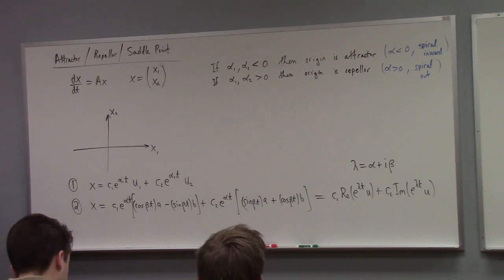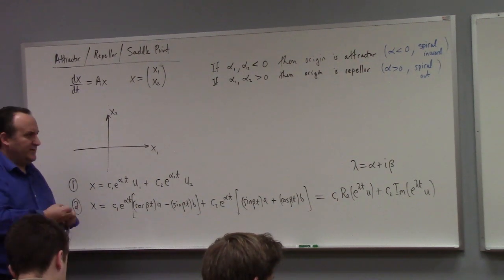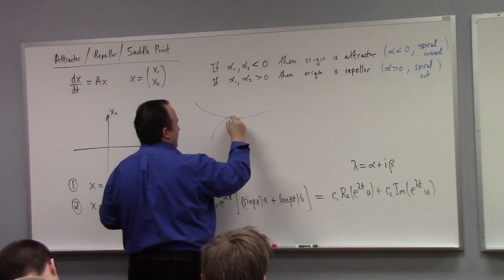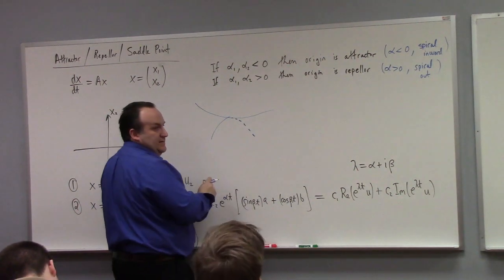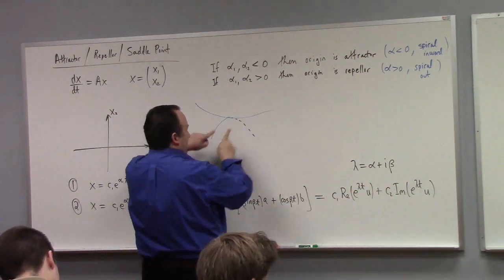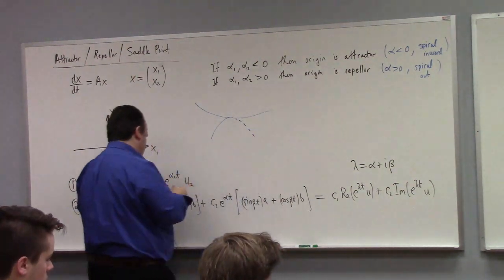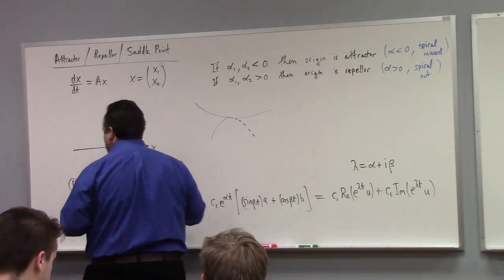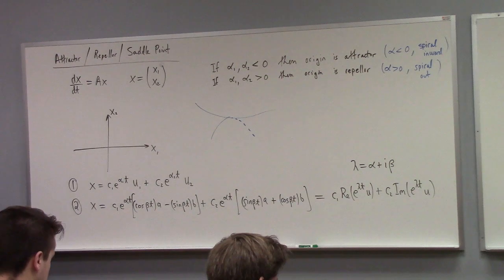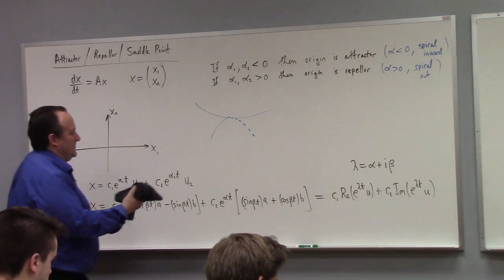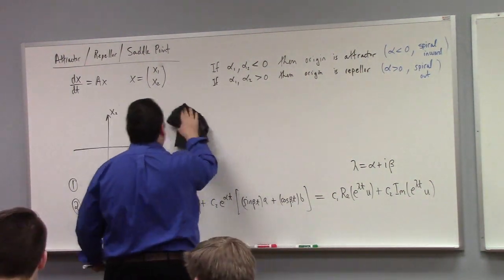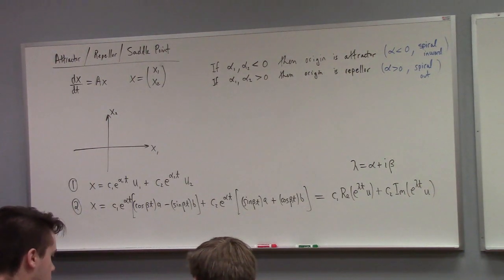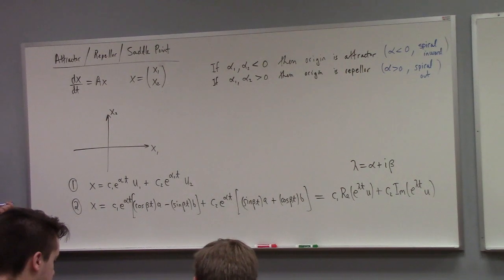And saddle point. How do you get a saddle point? Well, you guys know what a saddle point looks like, right? So it's like this way one way, and like that way another way, right? But that doesn't quite do it justice. It's not really the right thing to think about. I'm sorry I wrote that. But so, a saddle point would be when you've got one eigenvalue positive and one eigenvalue negative.